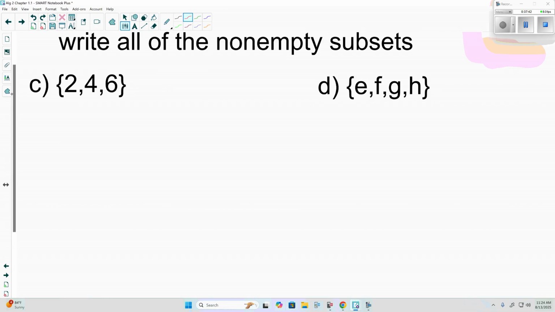Now we're looking at the set that has 2, 4, 6. What's one of our subsets? 2. Then 4. And then 6. So the set 2, the set 4, the set 6, that is all of our subsets that contain exactly 1 element, yes? We can also have subsets that contain 2. So what's the first one we could have? Say 2, 4. Let's keep 2 first, and then we could have 2, 6. And then 4, 6.